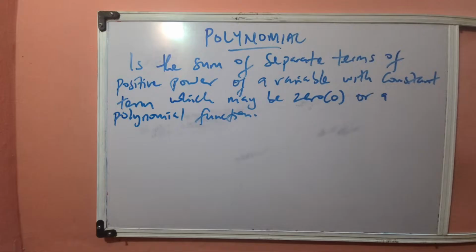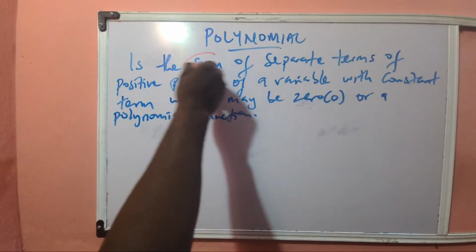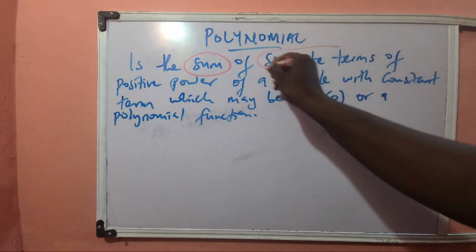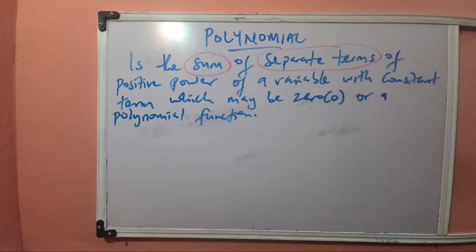Pay attention to the first thing that was said. Number one, a polynomial is the sum of separate terms. That means when we're dealing with polynomials, we have terms. If you're familiar with binomial expansion, you would see that when you're dealing with binomial expansion, we talk about the first term, the second term, and so on and so forth.